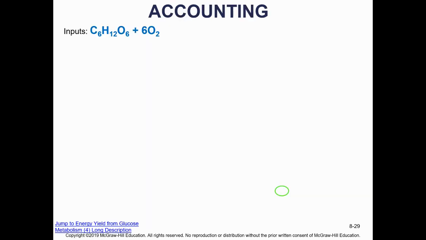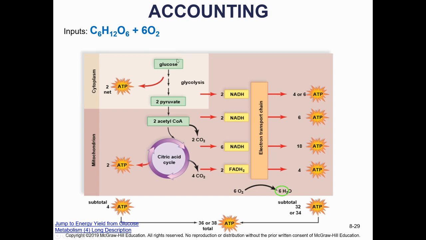So let's do some accounting here. Our inputs to this process: glucose with 6 carbons, 12 hydrogens, and 6 oxygens, and 6 O2s. So that gives us 18 total oxygens. Law of conservation of mass tells us what goes in, we have to account for, has to come out. Where is it coming out? So here are all our steps. Here's my glucose, my C6H12O6, and here are my 6 oxygens here going in. So those are my inputs.